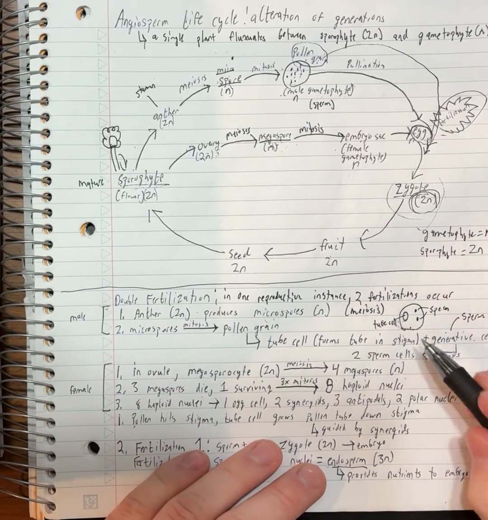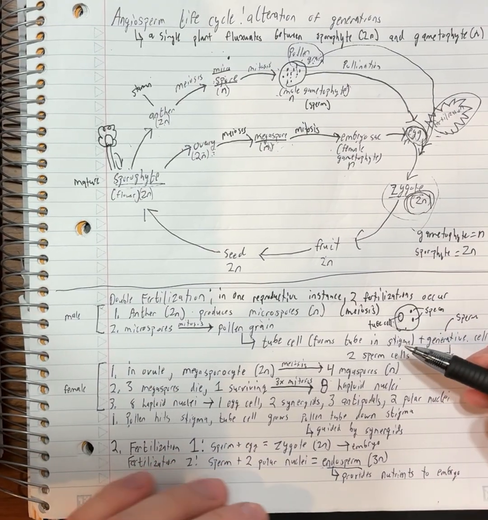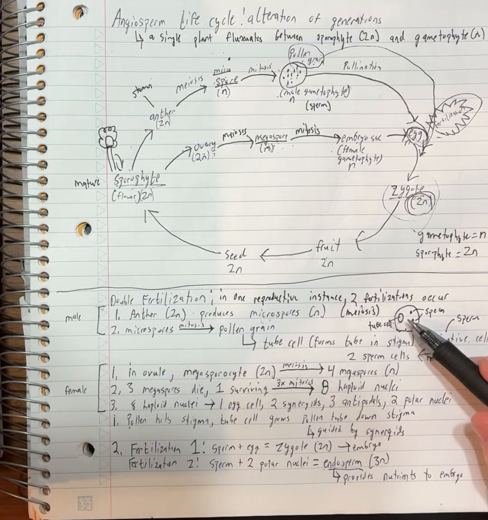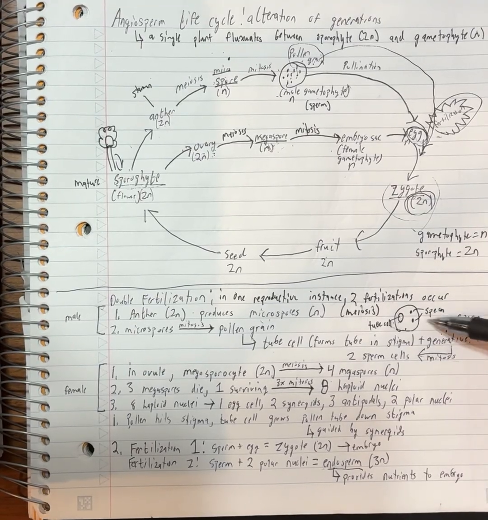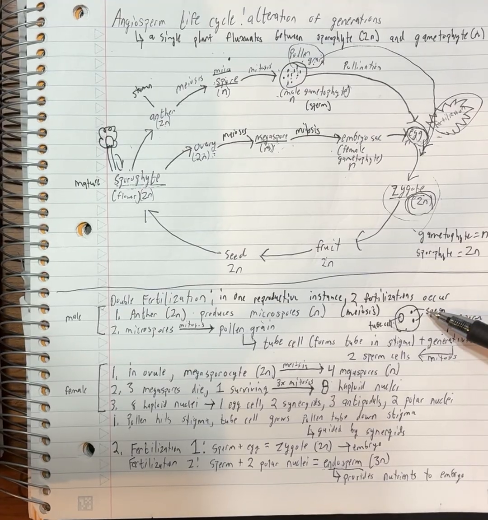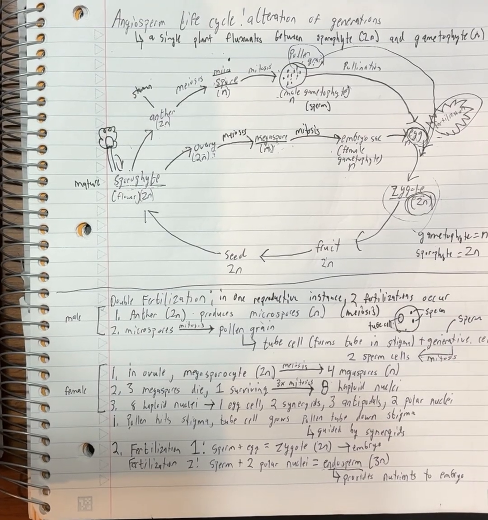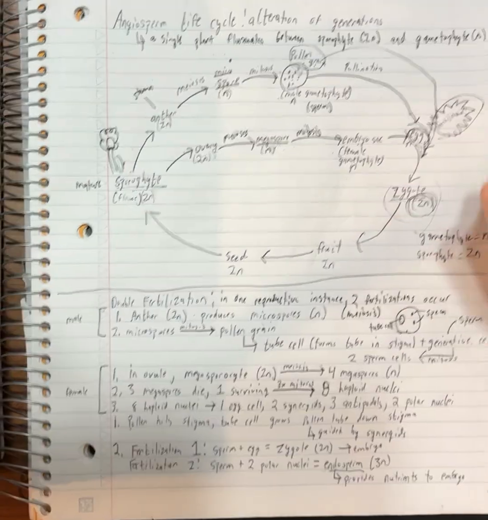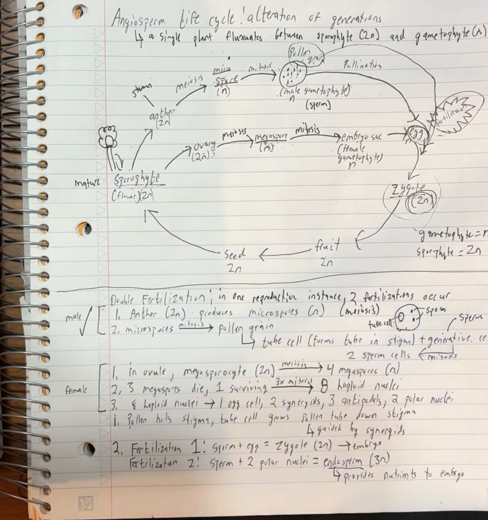And that is going to be the tube cell that is responsible for growing that pollen tube. So again, in this one pollen grain, we have two sperm cells and one tube cell. All right, so we now have our male reproductive cell.